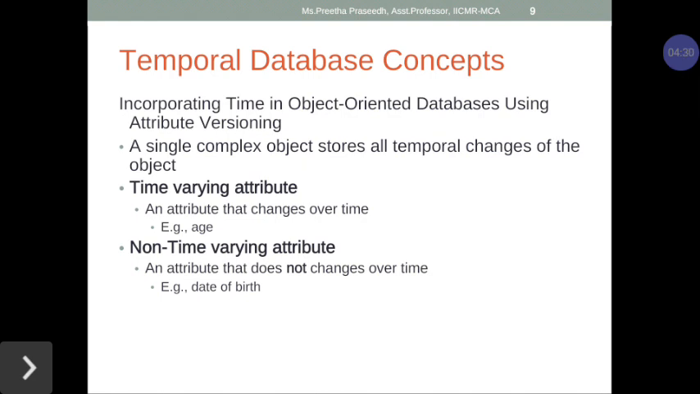Temporal database concepts: incorporating time in object-oriented databases using attribute versioning. A single complex object stores all temporal changes of the object. So there are two types, that is time varying attribute and non-time varying attribute. For a time varying attribute, if we are considering age, as per the time, the age of a person will be varying. For a non-time varying attribute, whenever we are storing the date of birth of a person, it will not change as per the time.